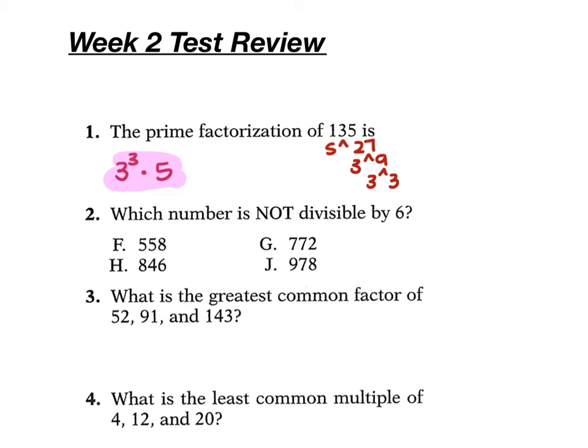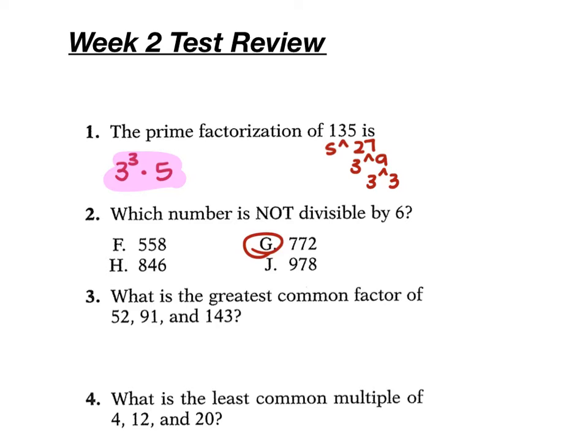For 2, it says which number is not divisible by 6. So for F, we have 558. If we divide that by 6, we get 93. For G, that's 772. If we divide that by 6, we get 128.6 repeating. So G is not divisible by 6.